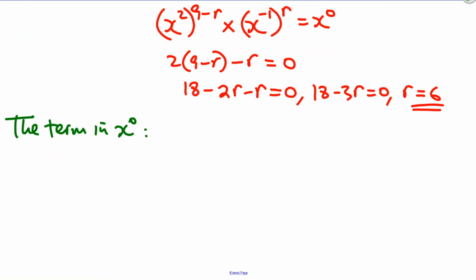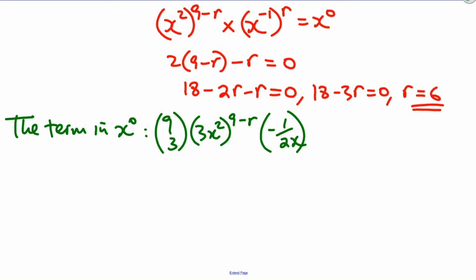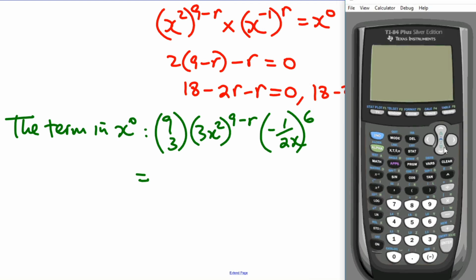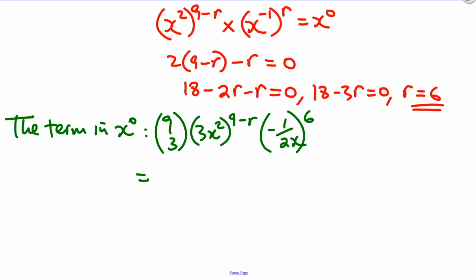So the term in x to the power 0 will be 9 choose 6 multiplied by (3x squared) to the power of 9 minus 6, multiplied by (negative 1 over 2x) to the power 6. And you just need to simplify this. 9 choose 6 can be calculated from our calculator, which will be 84. So that will be equal to 84 multiplied by (3x squared) to the power 3, because r is 6, so you can replace that with 6, multiplied by (negative 1 over 2x) to the power 6.